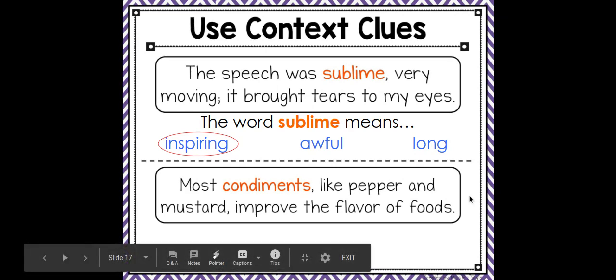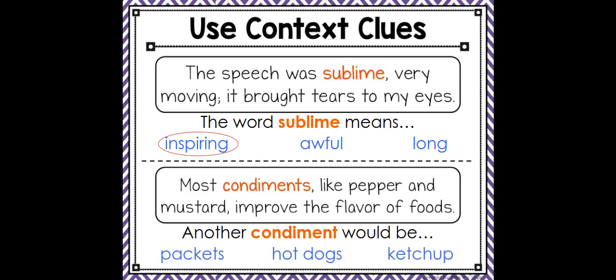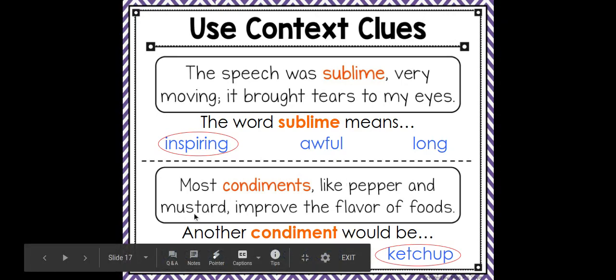Let's take a look at this next sentence. Most condiments, like pepper and mustard, improve the flavor of foods. Another condiment would be packets, hot dogs, or ketchup. Ketchup is the best answer. This sentence uses examples to show you what the word condiments means. The examples are pepper and mustard.